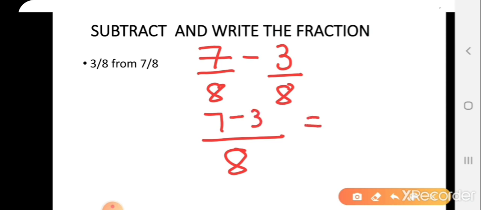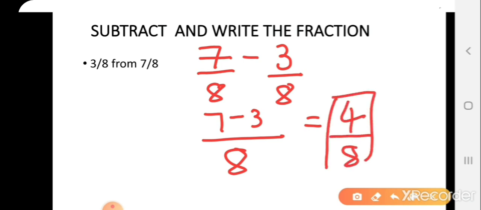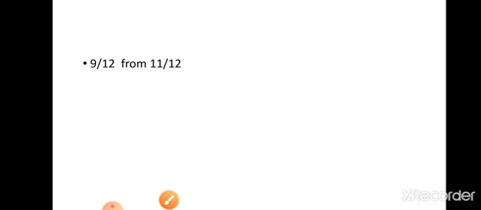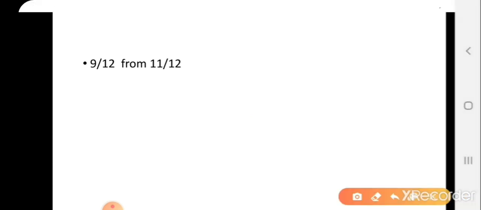So the answer is 4 and the denominator as it is. So we got the fraction 4 by 8. Let us see the next example. 9 by 12 from 11 by 12.